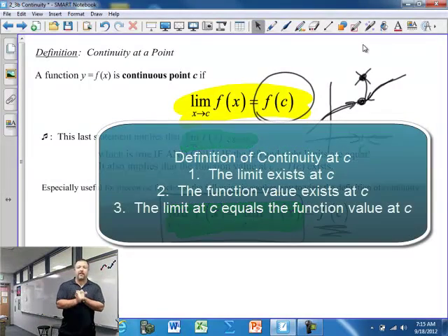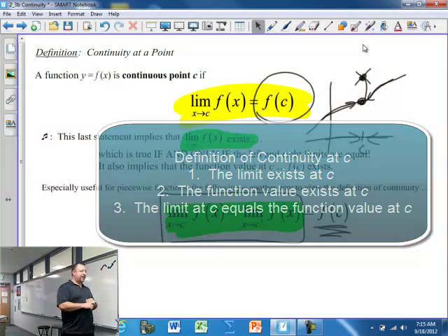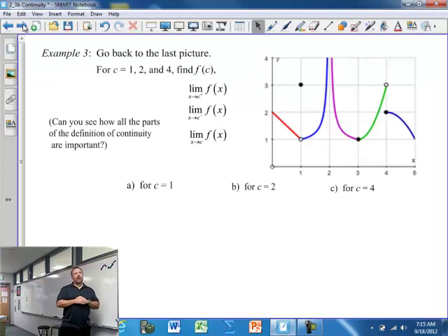So it basically says three things. Number one, the limit exists. Number two, the function value exists. And number three, they happen to be the same. If it's a piecewise function or you're evaluating something from both sides, remember to check both sides of your limit to make sure it exists and check the function value. Let's see how this works.